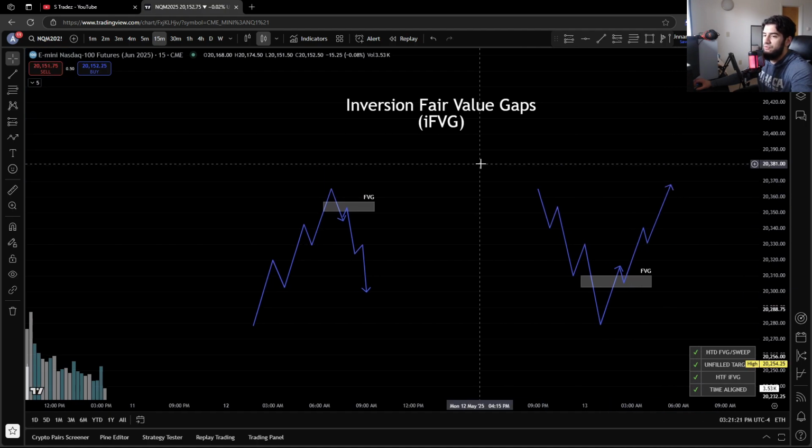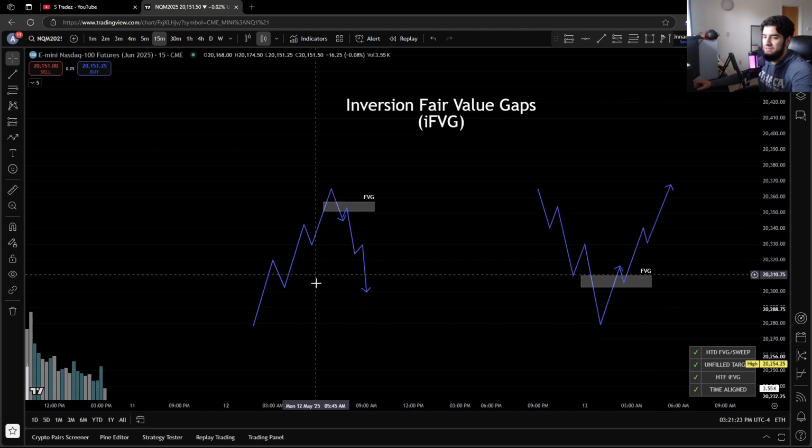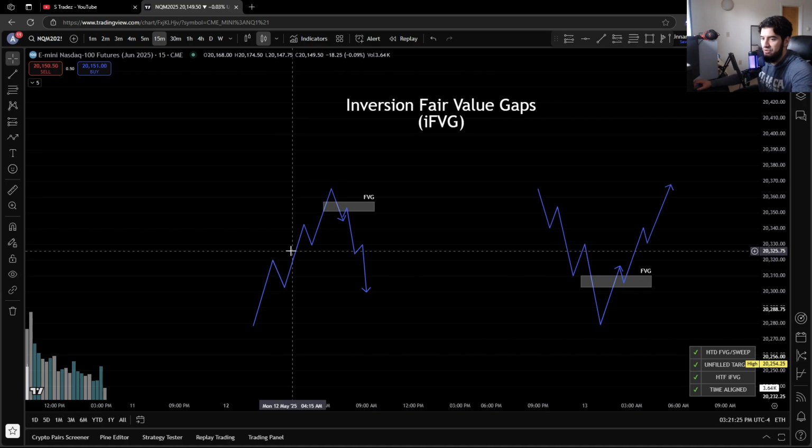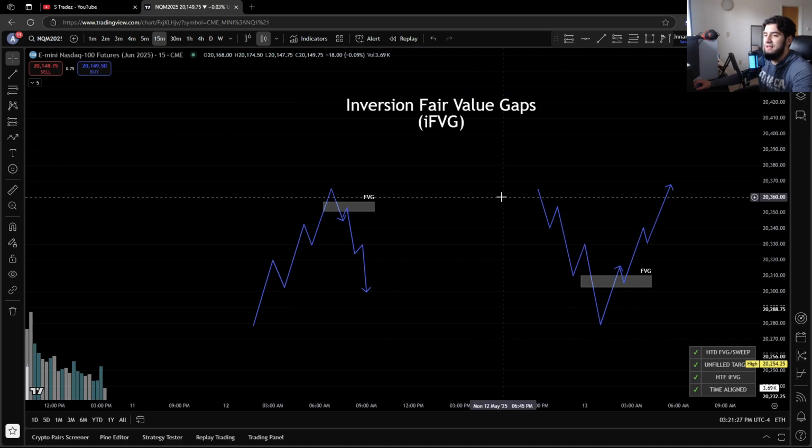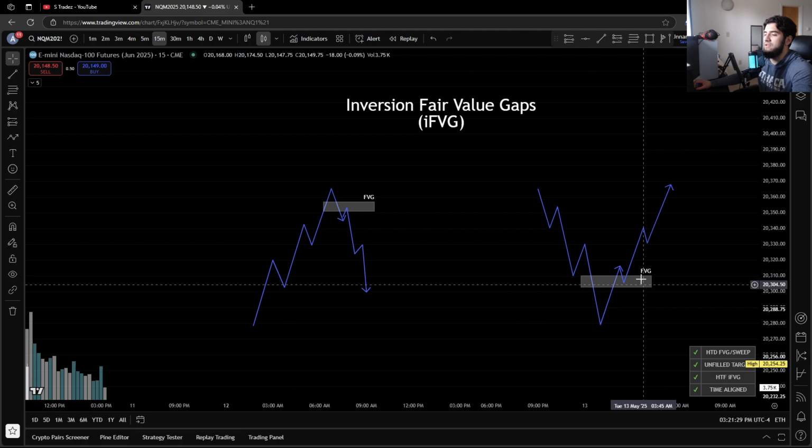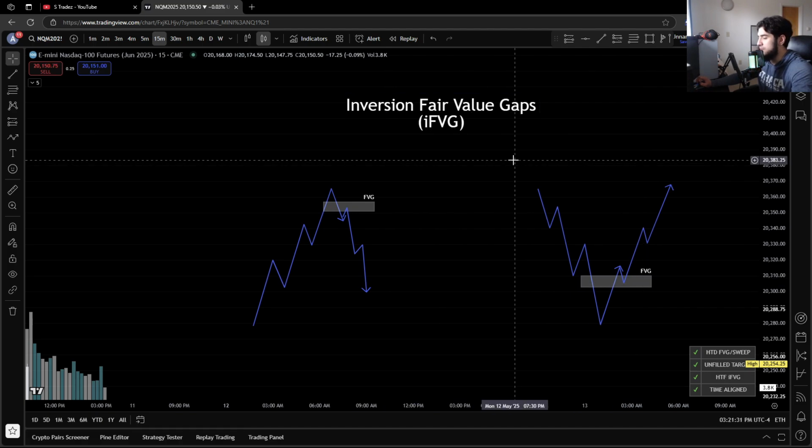Inverse fair value gaps can be used both as continuations, like I showed in previous examples, and as a full-on reversal. This is why inversions are super powerful and super easy to detect. Like I said, this is pretty much what I use every single day. Every trade that I take is with an inversion. I don't enter on break of structure. I don't enter just on a regular fair value gap tap. Inversions are my entries, and in my opinion, they're one of the best entries ever.